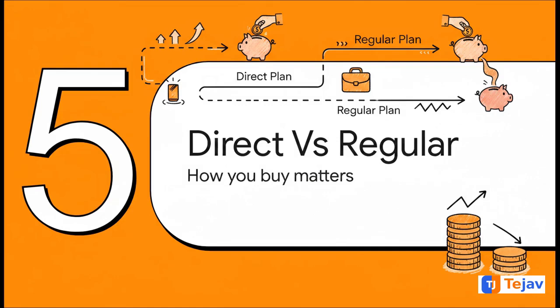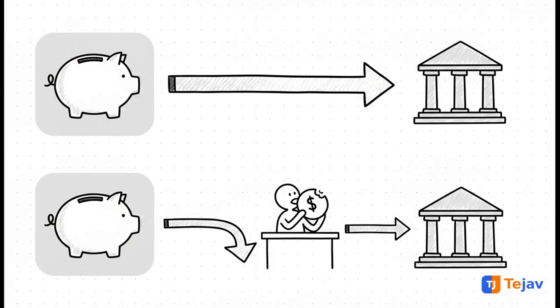Section 5. Direct versus regular plans. Beyond the type of fund, how you buy it changes the fee structure entirely. With a direct plan, you go straight to the mutual fund company. No middleman. That means a lower expense ratio. But a regular plan is usually bought through an advisor or broker, which means a higher expense ratio. Why? Because it includes the advisor's commission, and you are quietly paying that commission out of your own returns every single year you hold the fund.